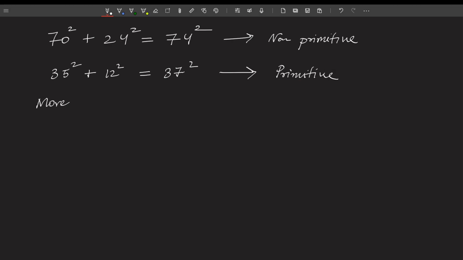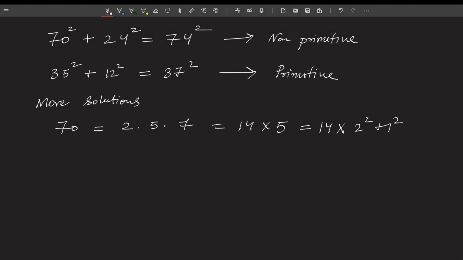Now let us look at more solutions that involve the number 70. In the first solution, we expressed 70 as twice rs. Now let us express 70 in a different format. Let's say 70 is equal to 2 times 5 times 7. This is equal to 14 times 5. And 5 can be written as the sum of two squares, 2 squared plus 1 squared, times 14. So we have now expressed 70 as a constant k and the sum of two squares.